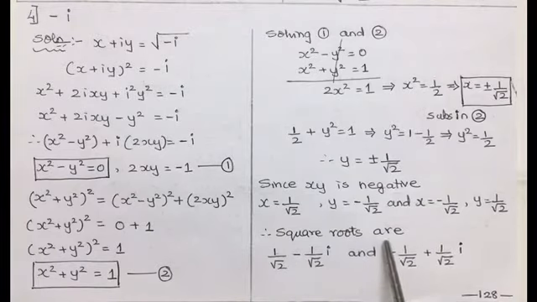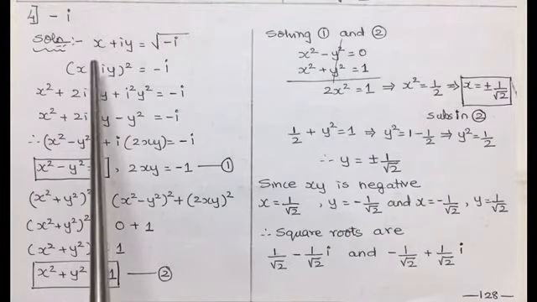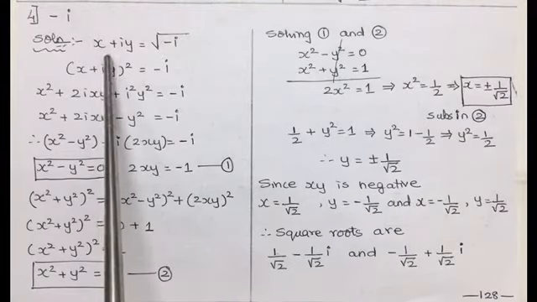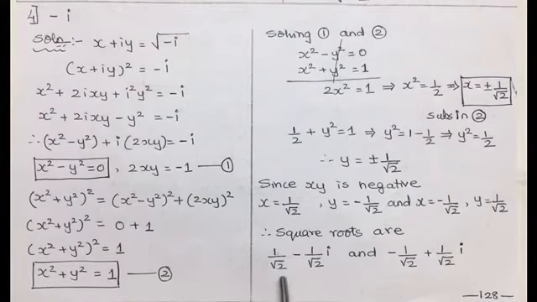If x is positive, y is negative; x negative, y is positive. So taking up the square root, we get the two square roots as 1 by root 2 minus 1 by root 2i, putting the value of x and y, and another one will be minus 1 by root 2 plus 1 by root 2i. So this is how the square root is being calculated for minus i.